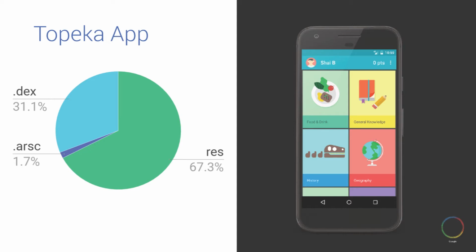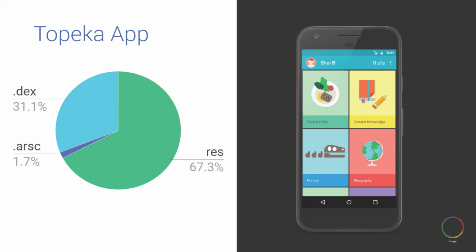So on the left here, you see a breakdown of what's inside that APK. You see that the resources directory, which typically holds a lot of your graphics and drawables, takes up 67% of that APK. And then the DEX bytecode takes up the majority of the rest of that APK, at around 31%. There are also some additional resources, things like the ARSC file, which hold smaller resources that take up space, but it's not a significant amount. So we're really going to focus on the resources and DEX optimizations.